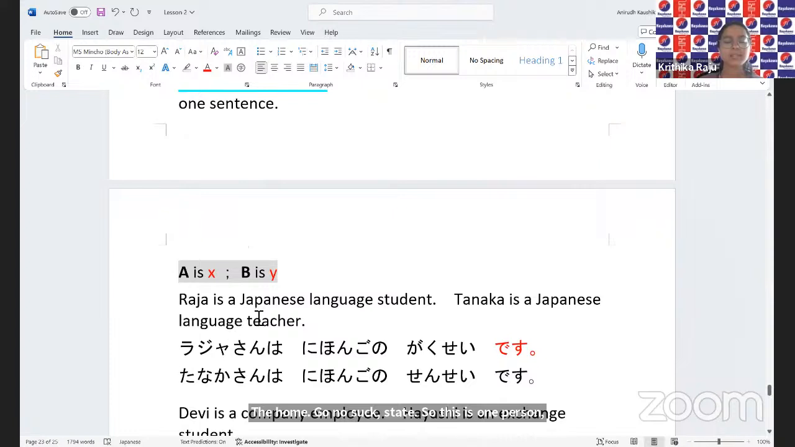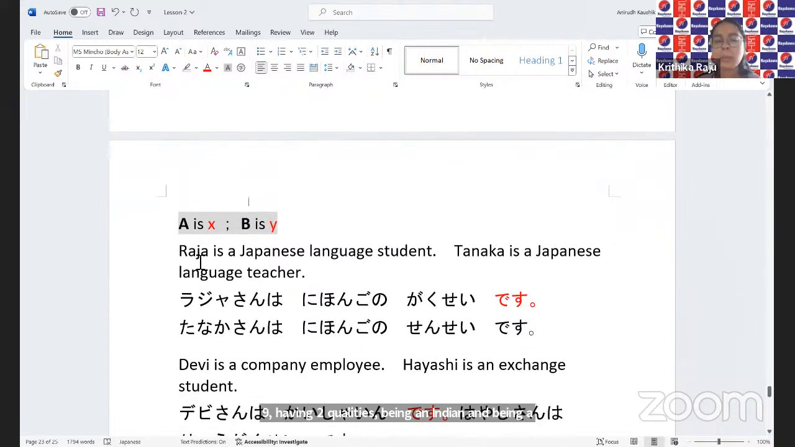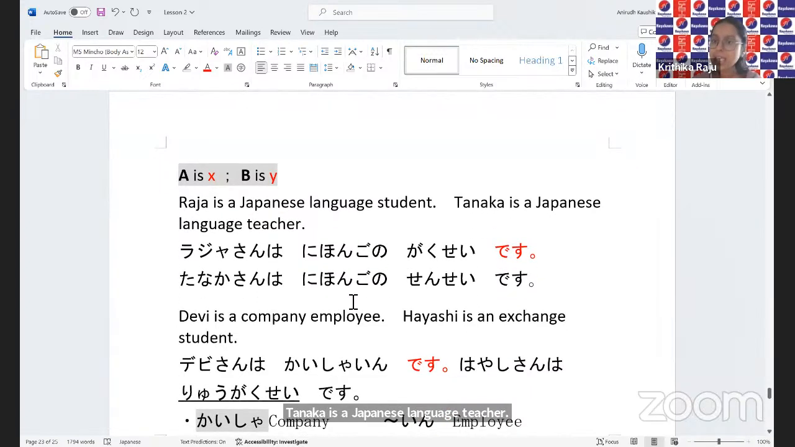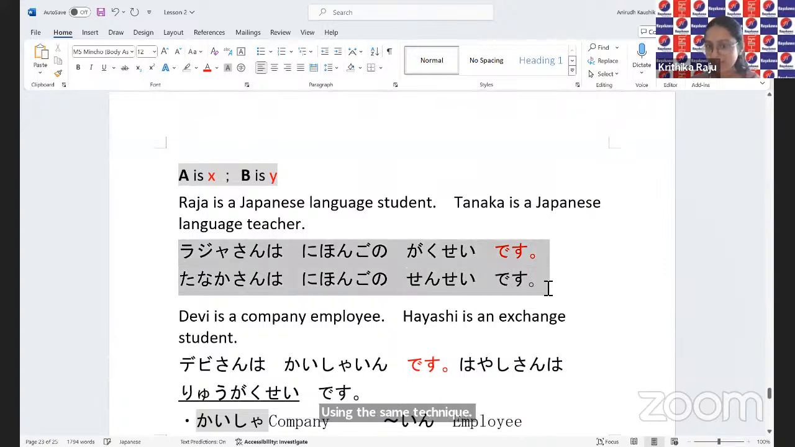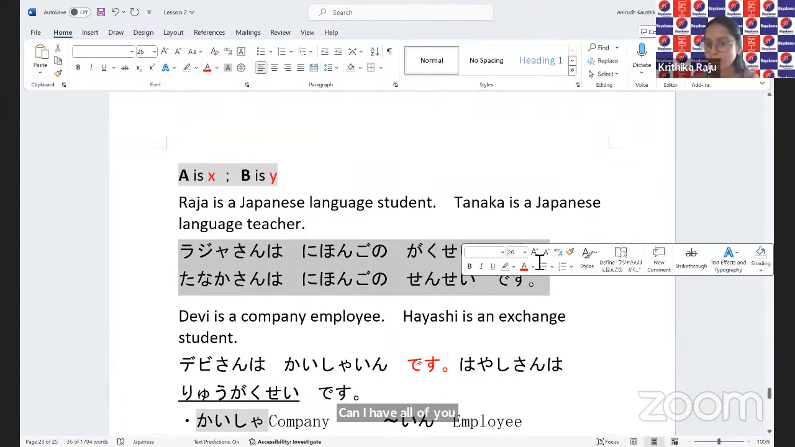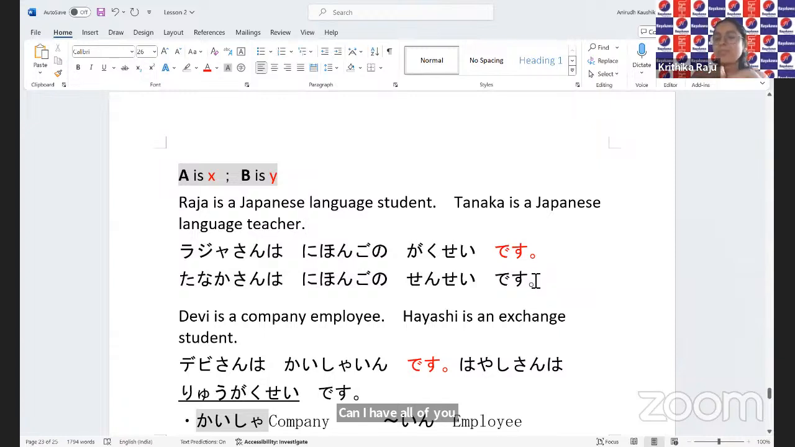Now let's take the sentence where one person has one quality, another person has another quality. A is X, B is Y. For instance, Raja is a Japanese language student. Tanaka is a Japanese language teacher. Using the same technique, can I have all of you attempt this sentence and combine it also? Give me the answer directly.